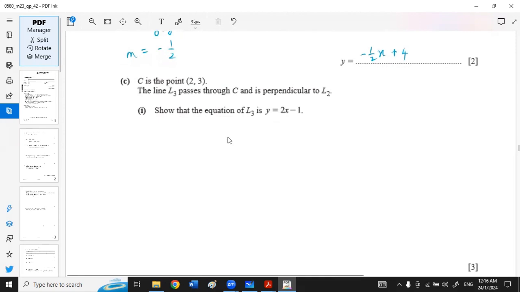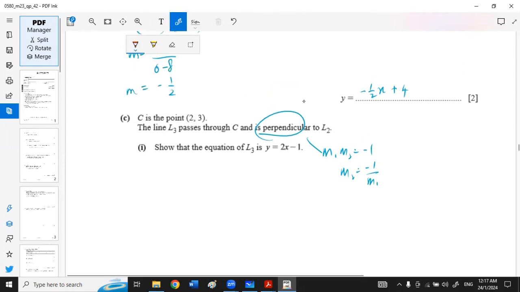Okay. C is (2, 3). The line L3 passes through C and is perpendicular to L2. So perpendicular, you know, m1 m2 equal to negative 1. m2 equal to negative 1 over m1. So from here, m1 is equal to negative half. So m2 equal to negative 1 over negative half. You should get 2.